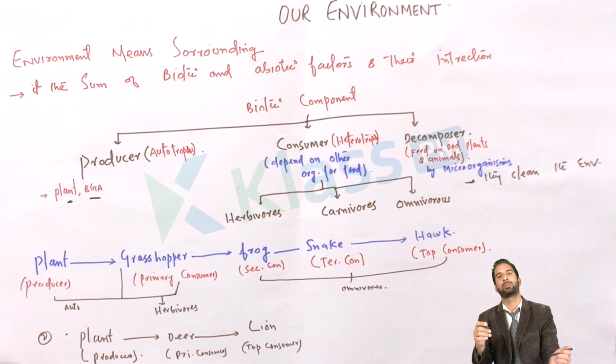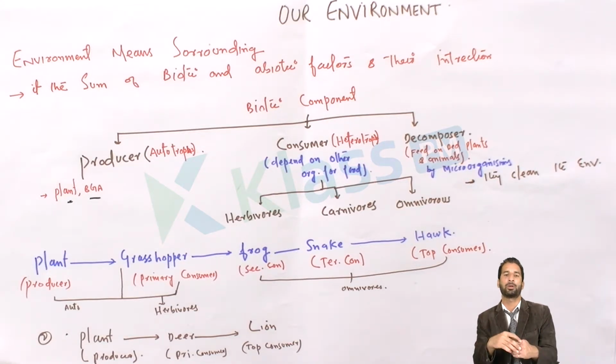So consumers can be of three types. One is the herbivore. Herbivore can eat only herbs, only plants, only grasses. Second is the carnivore. Carnivore eats only flesh, only the meat. And third is the omnivore. Omnivore eats both plants as well as animals.